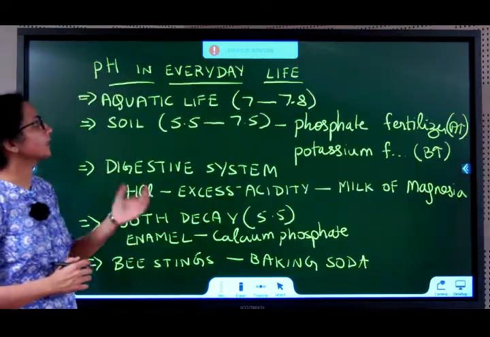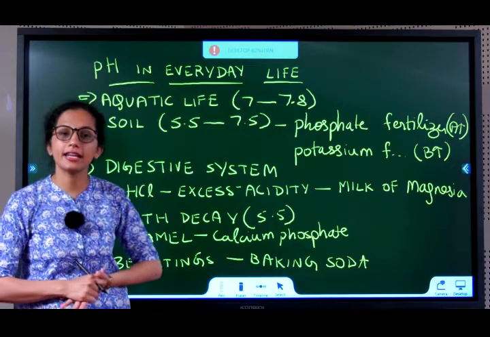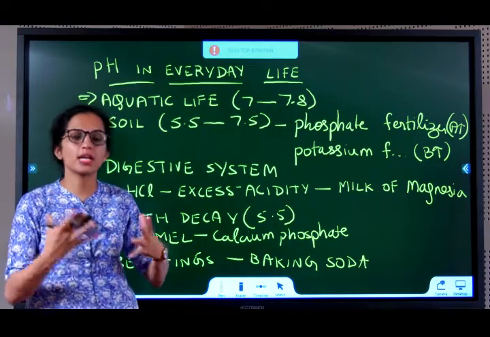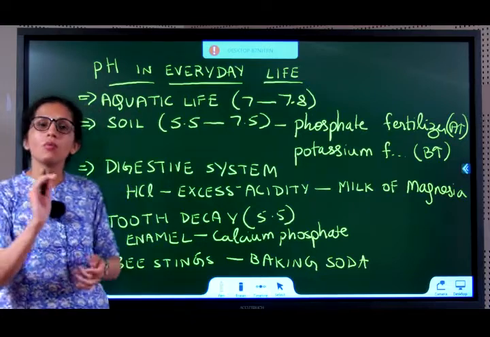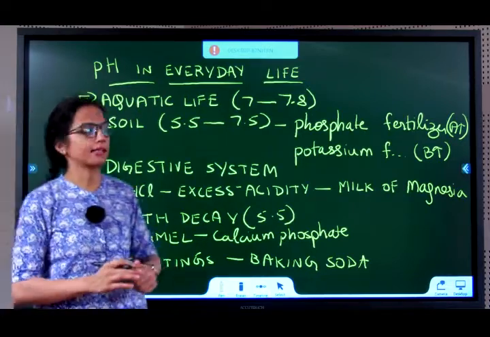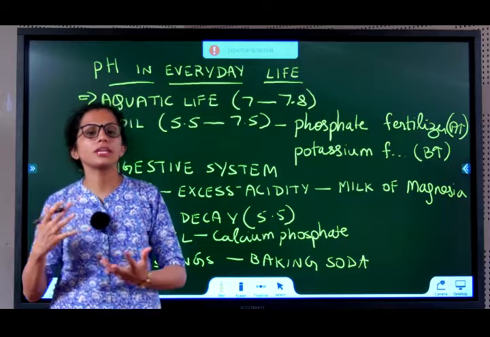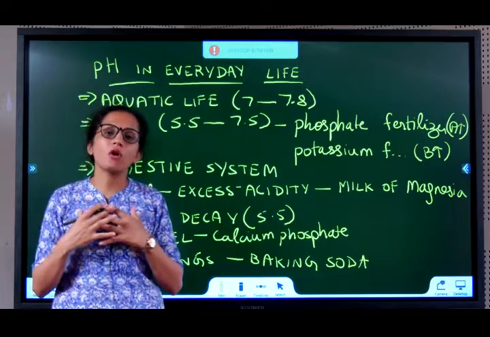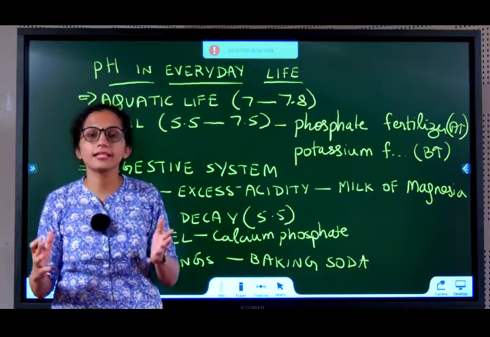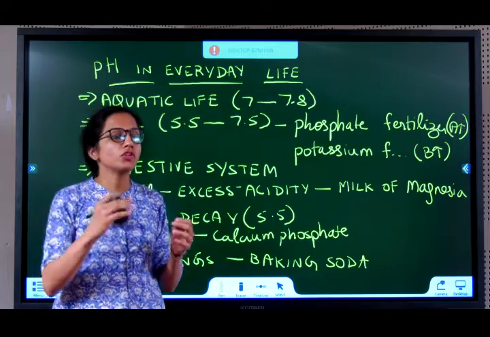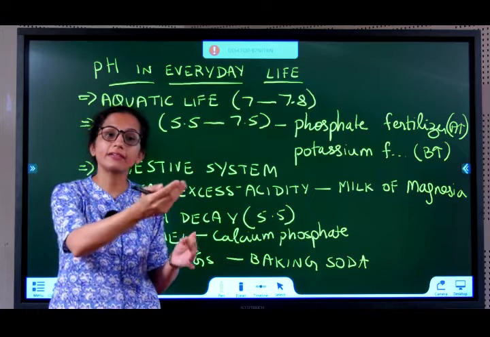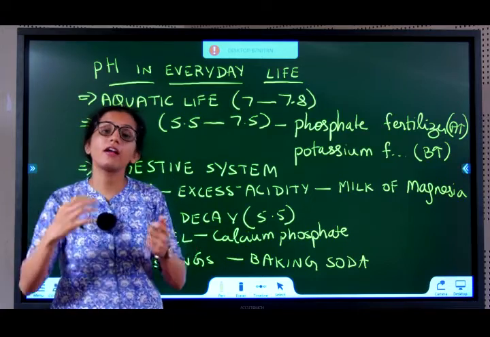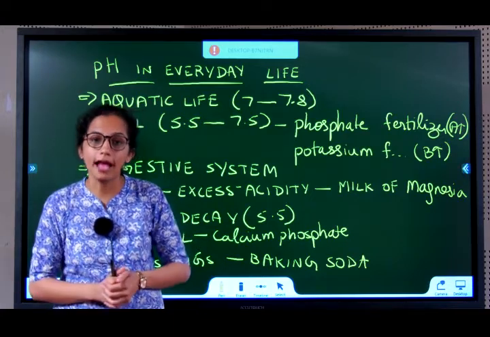Let us now see the importance of pH in everyday life. Where do we come across these situations where acids and bases directly impact us and affect our lives? One such good example is aquatic life. Living organisms like you, me, the animals, our pH of our body is approximately between 7 and 7.8. So you may be hearing today, there are so many aquatic animals, fish, etc. dying. Why is this happening?